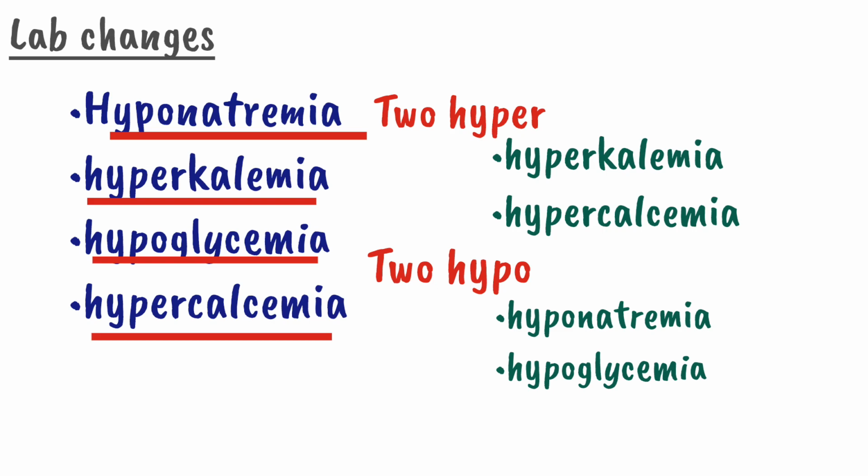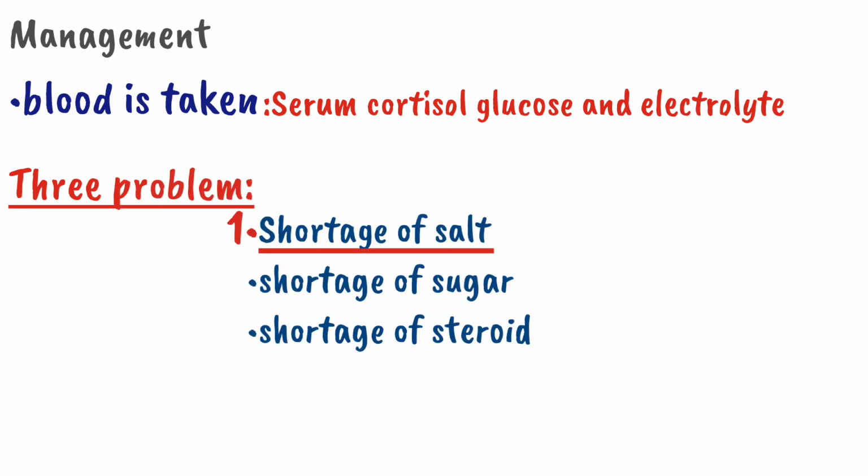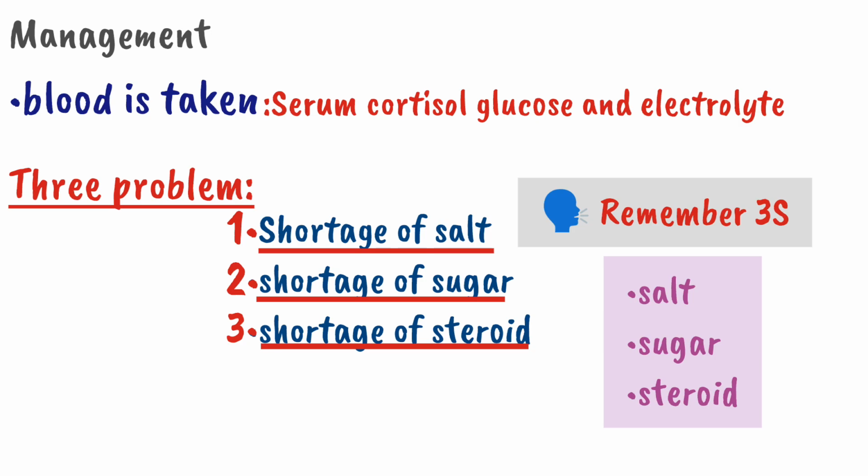Now we will talk about the management of adrenal crisis. It is very important and we will spare a good amount of time to understand it. When a patient presents with adrenal crisis, blood is taken to measure serum cortisol, glucose and electrolytes. When we check the blood tests, there will be three problems. The first one is the shortage of salt, the second one is the shortage of sugar and the third one is the shortage of steroid. Remember by the 3S: salt, sugar and steroid.